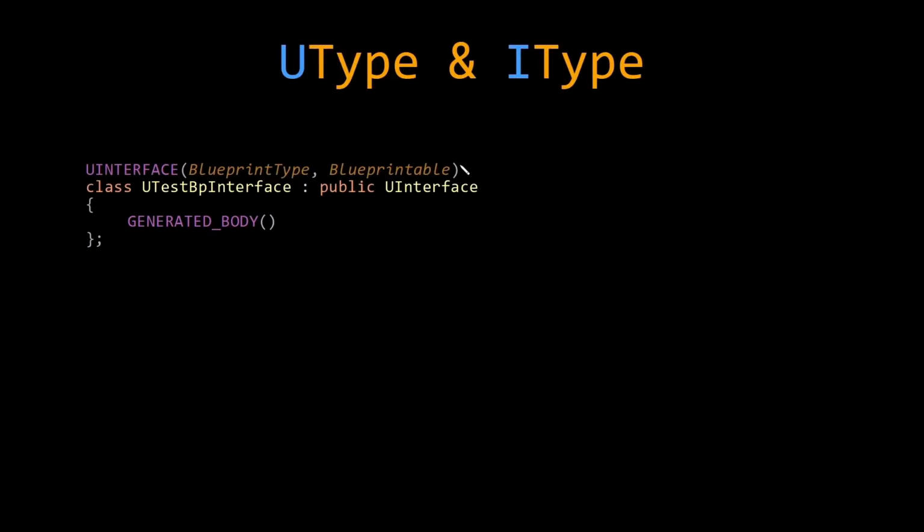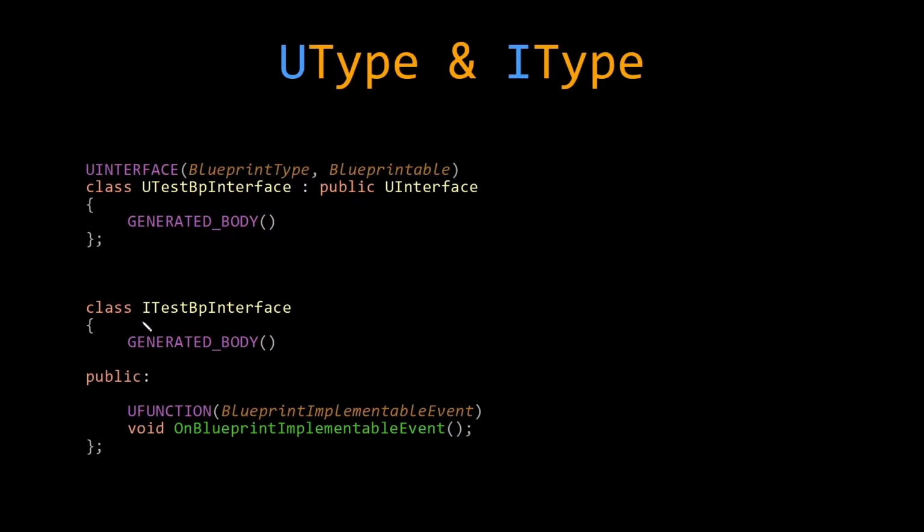Interfaces have two types, the UType and the IType. The first thing you do is define a class that inherits from the UInterface type. This is the UType. The next thing you define is an IType, which has no inheritance. The UType is sort of like a reflection type, so you specify things like it's a Blueprint type or it's Blueprintable, so Blueprint can inherit from this interface. The IType is where the actual interface stuff goes, so the functions.